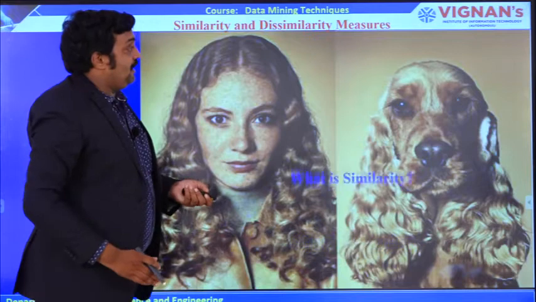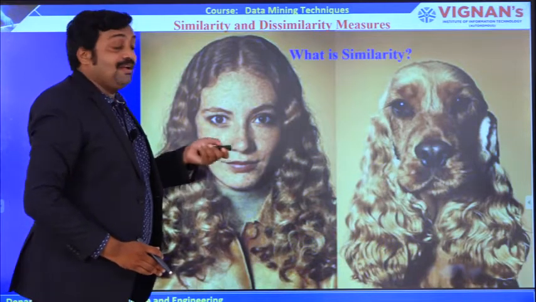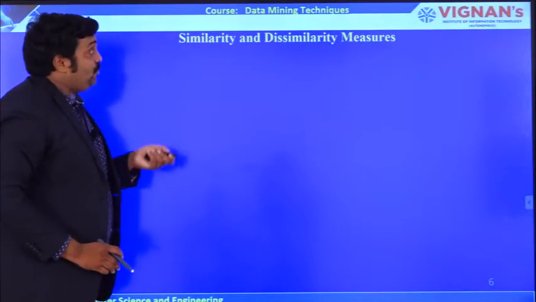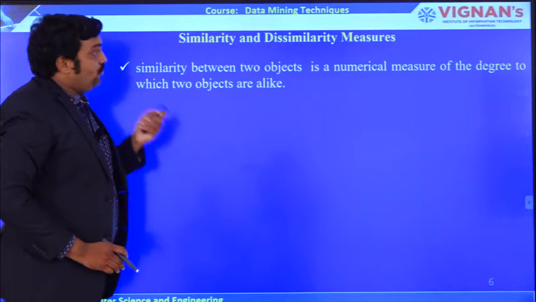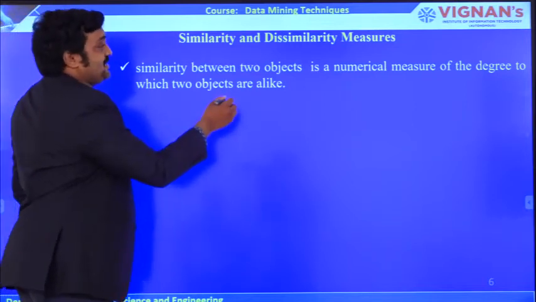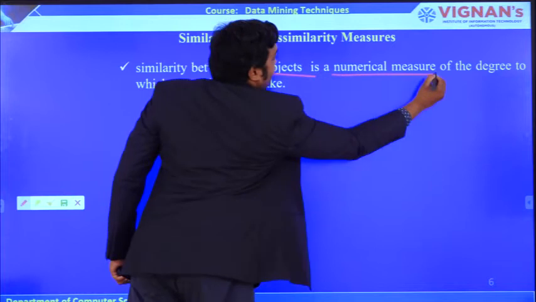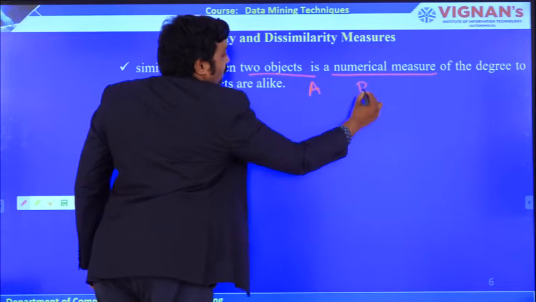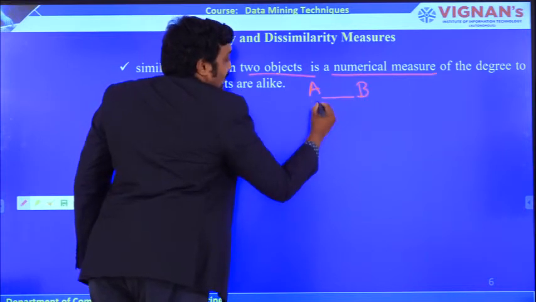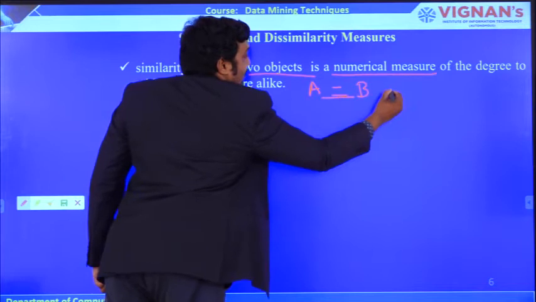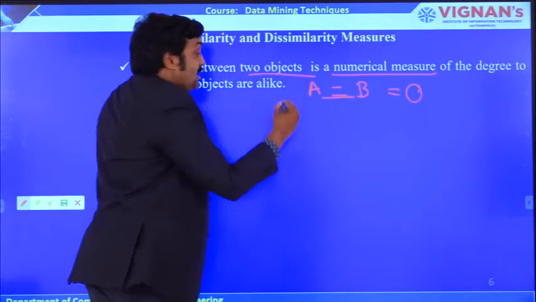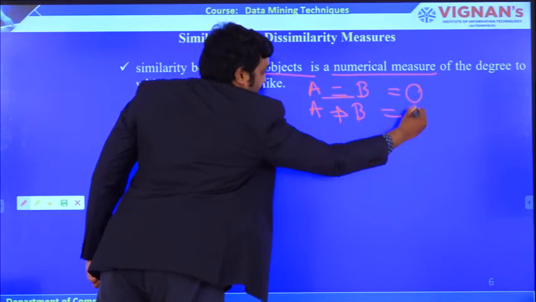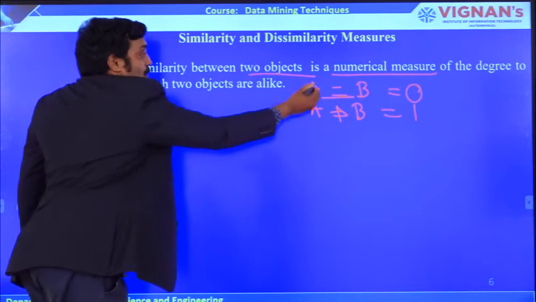So how are we going to find the similarity between two objects? How are we going to measure it? Similarity between two objects is a numerical measurement. That means we compare object 1 with object 2 numerically. If A equals B, we can give a value of 0, meaning both are similar. If A is not equal to B, we give the value 1.